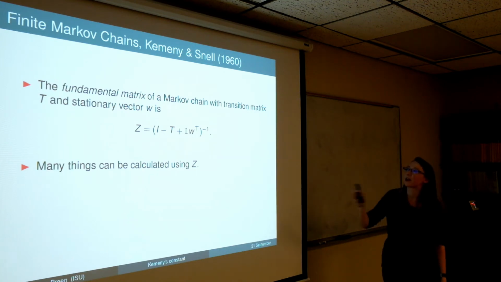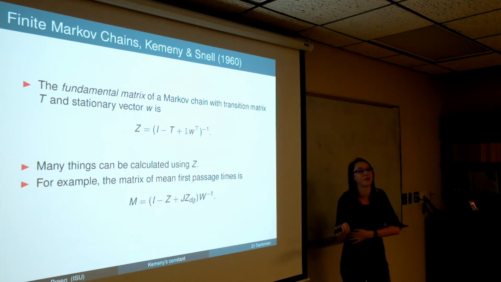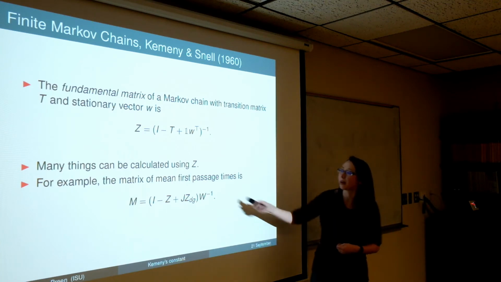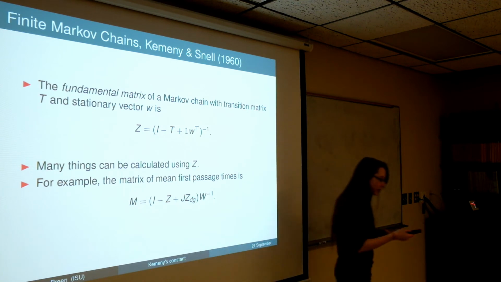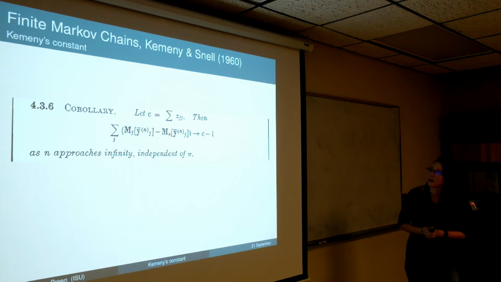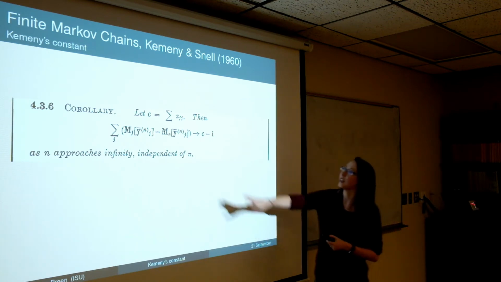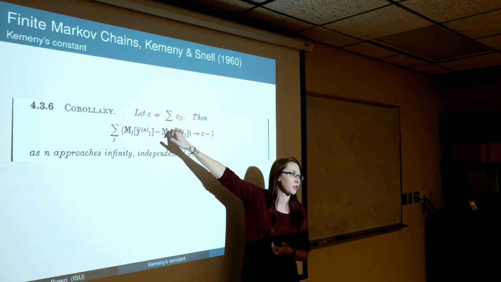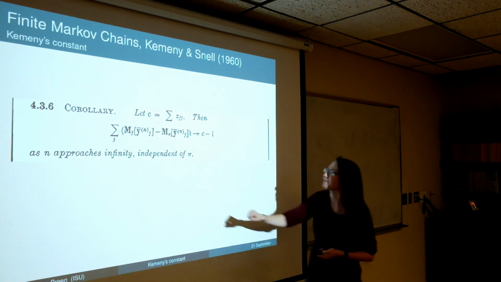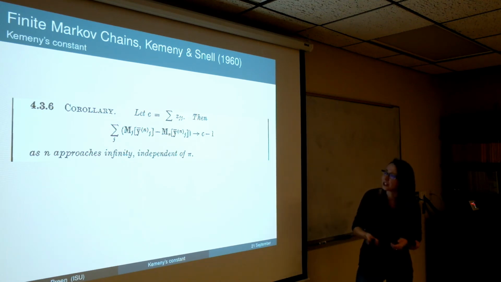So most of this book is working with this matrix Z, and lots of things can be calculated using it. For example, the matrix of mean first passage times, you can write down a formula for it in terms of Z here. So the first instance of Kemeny's constant was a corollary to some other theorem where they said let C be the sum of the diagonal entries of this fundamental matrix. And then there's this expression here, which approaches C minus 1.